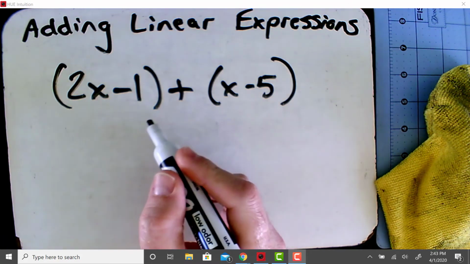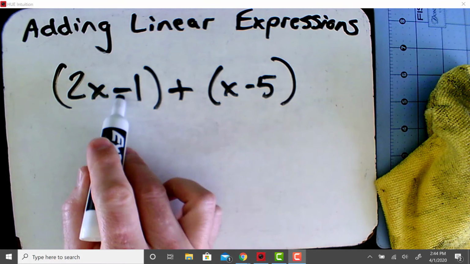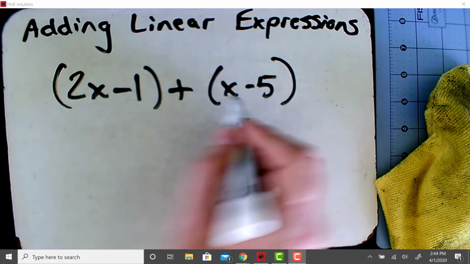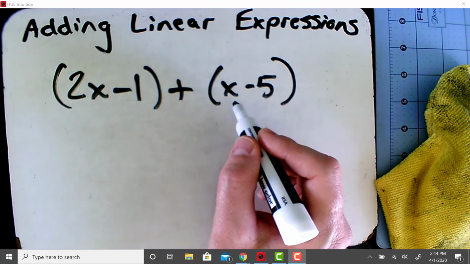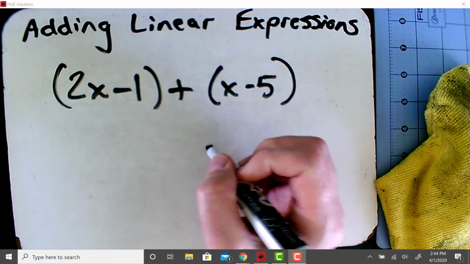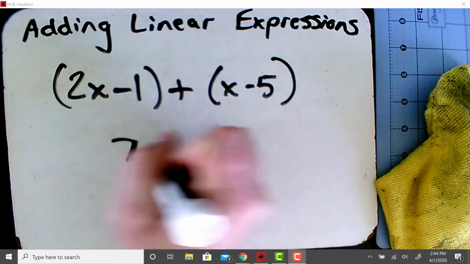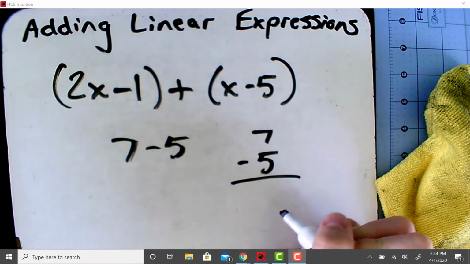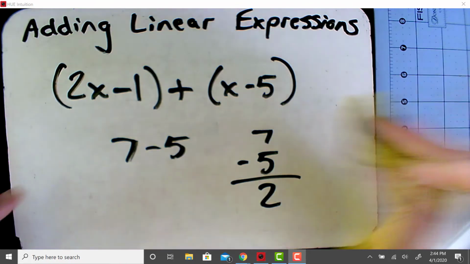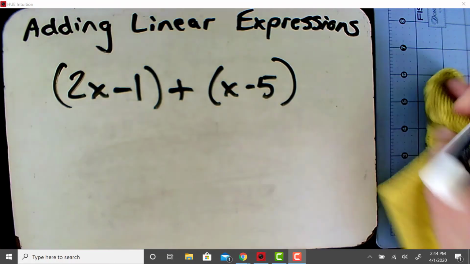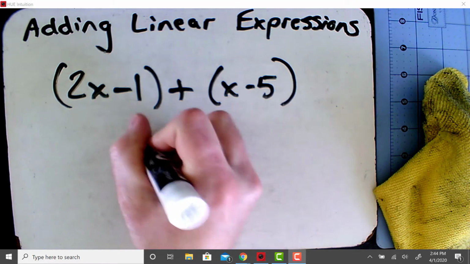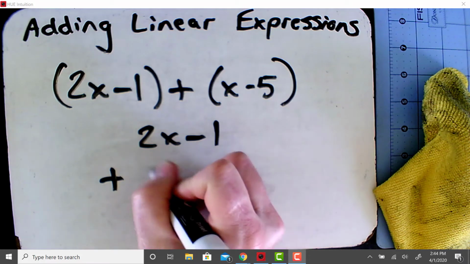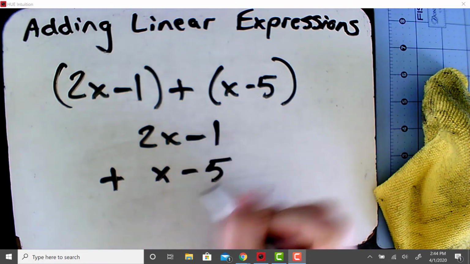Here's a second example. Now with this example, it's a little bit different because rather than having plus signs inside of my parentheses, I've got subtract signs. So since I've got two linear expressions here, what I like to do with these is I actually like to stack them, kind of like we used to do with math when we were little kids, when we'd have problems like 7 minus 5. Well, we would then write it like this to solve it. And we would then get 2. So I'm going to do something similar with these two linear expressions. I've got 2x plus 1, or sorry, minus 1, and that's being added to x minus 5.